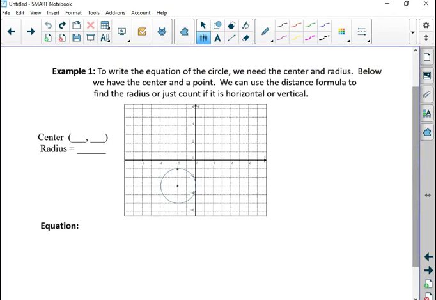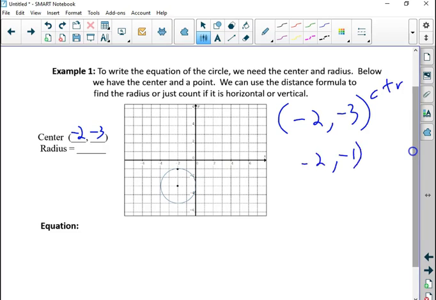So below we have the center and a point. We can use the distance formula to find the radius or just count if it's horizontal or vertical. So again, what is the center? Well, it's over here at negative 2, negative 3. That's going to be our center. And we have a point at negative 2, negative 1.